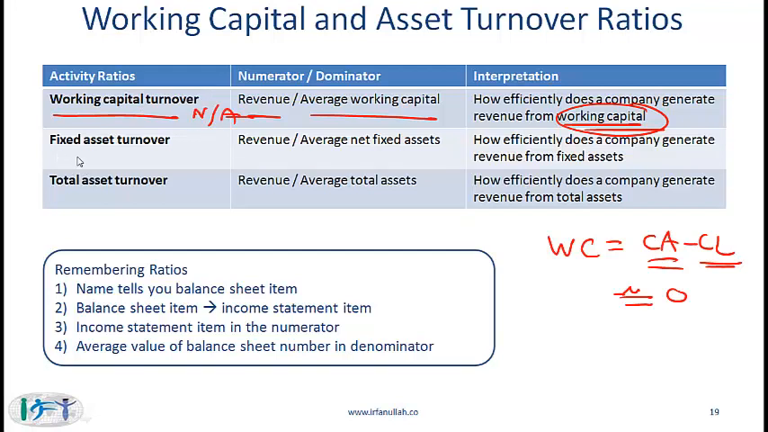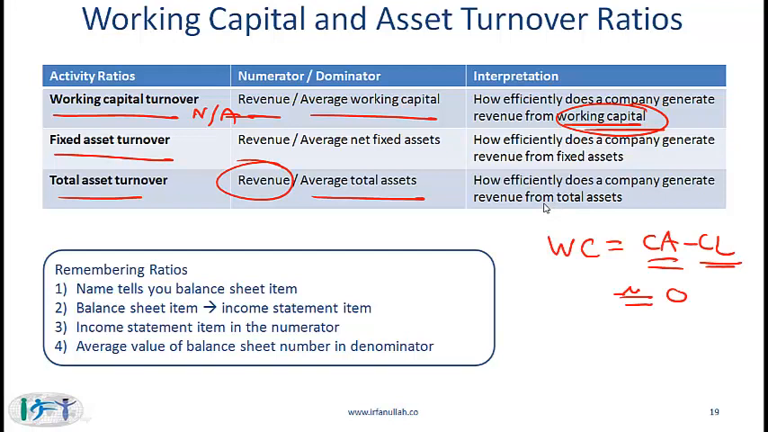We can also look at the fixed assets turnover ratio and the total assets turnover ratio. The total asset turnover ratio is revenue divided by average total assets, and this tells us how efficiently a company generates revenue from total assets.